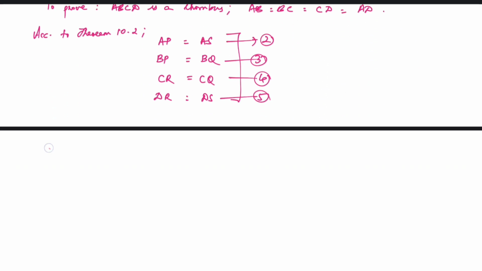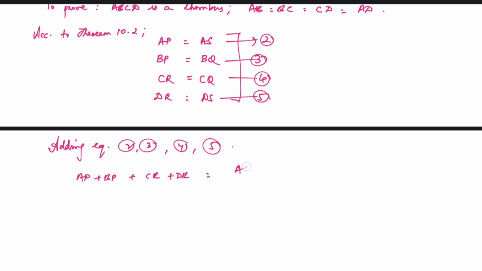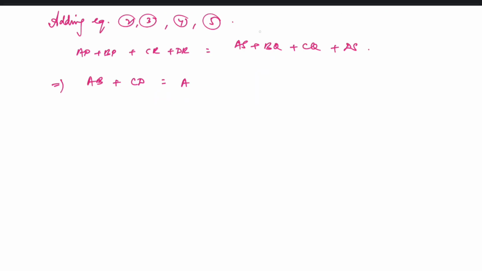Adding equations 2, 3, 4 and 5, we get AP plus BP plus CR plus DR is equal to AS plus BQ plus CQ plus DS, which gives us AB plus CD is equal to AD plus BC.